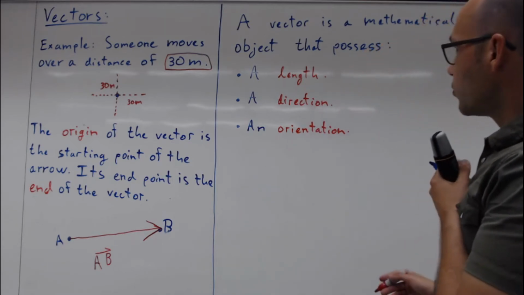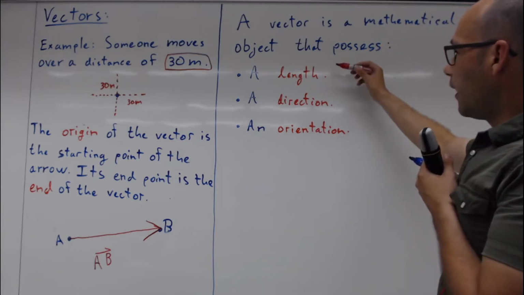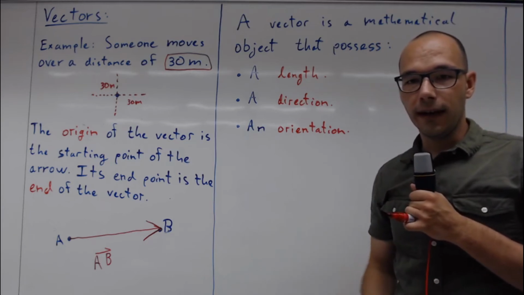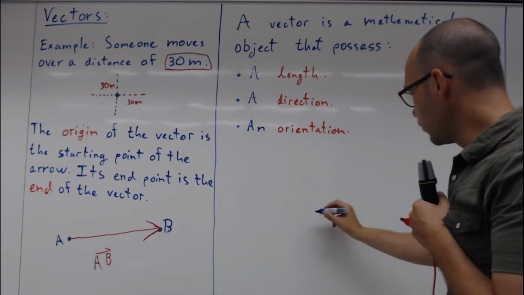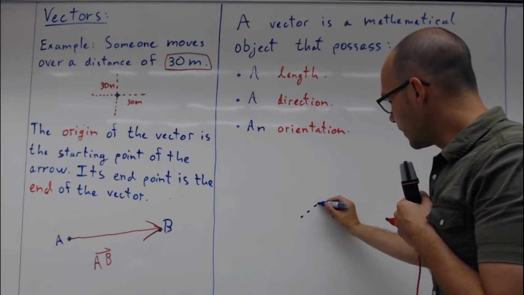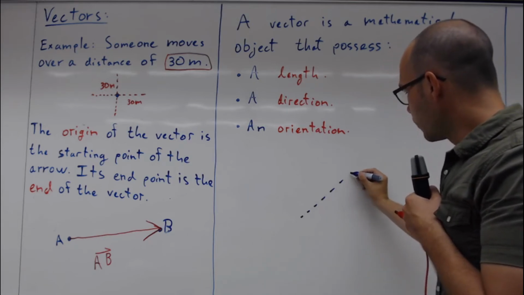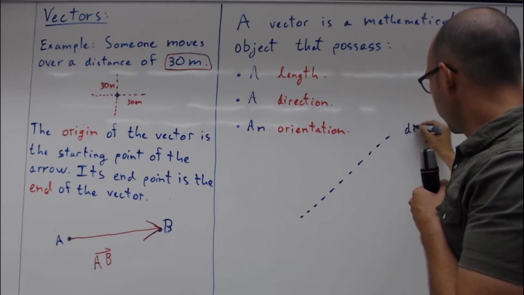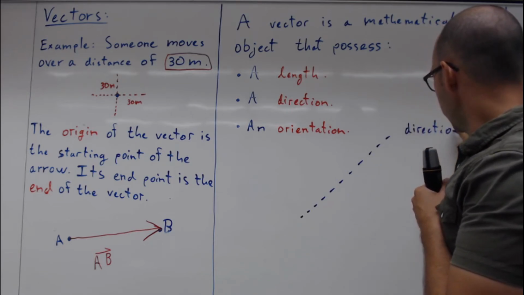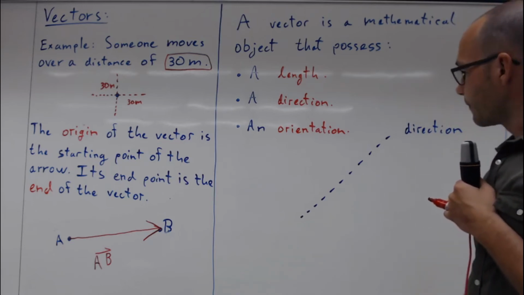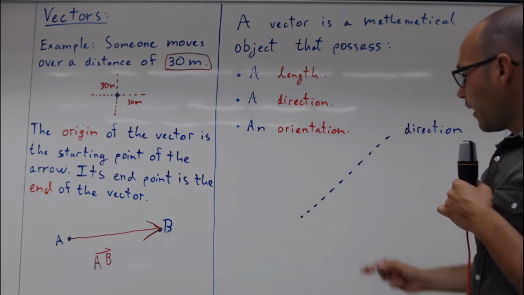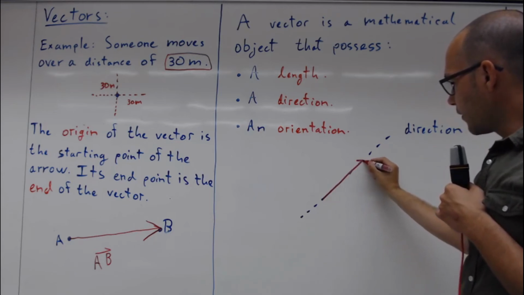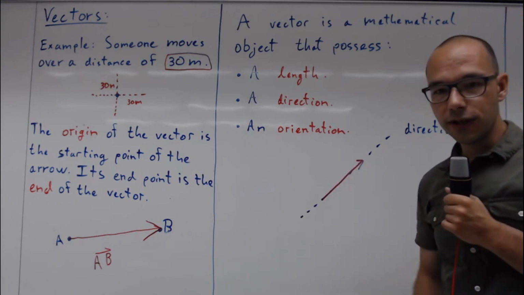So how do we draw a vector? Well, usually we start with a direction, which is usually drawn as a dotted line like that. So we draw a dotted line that is going to be your direction. So this is the direction of the vector. We afterwards can draw a vector over this direction.